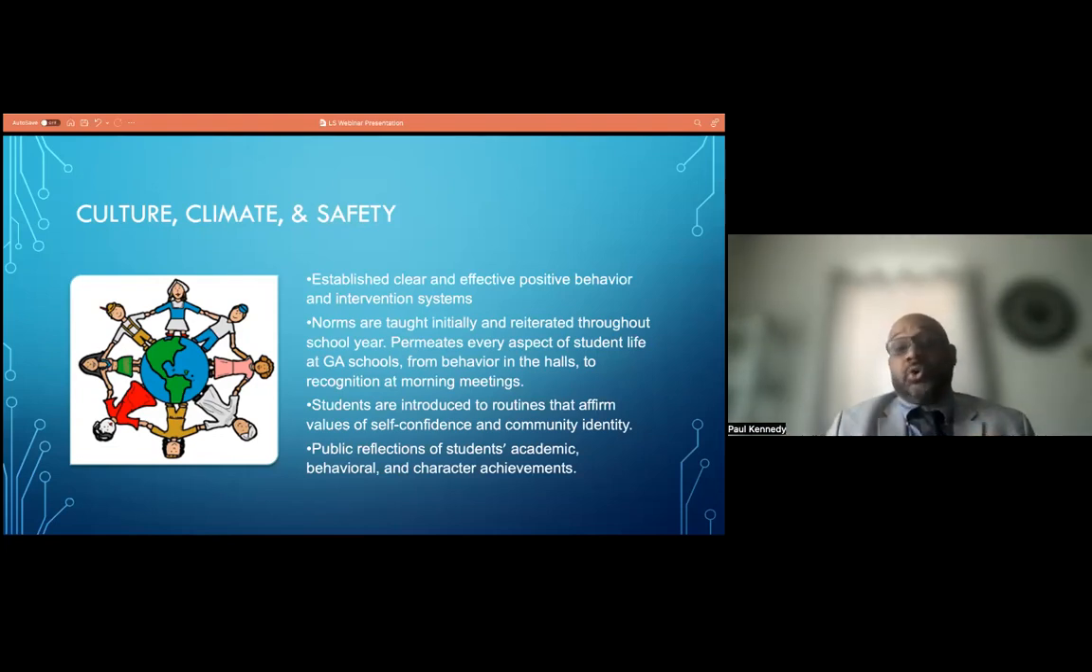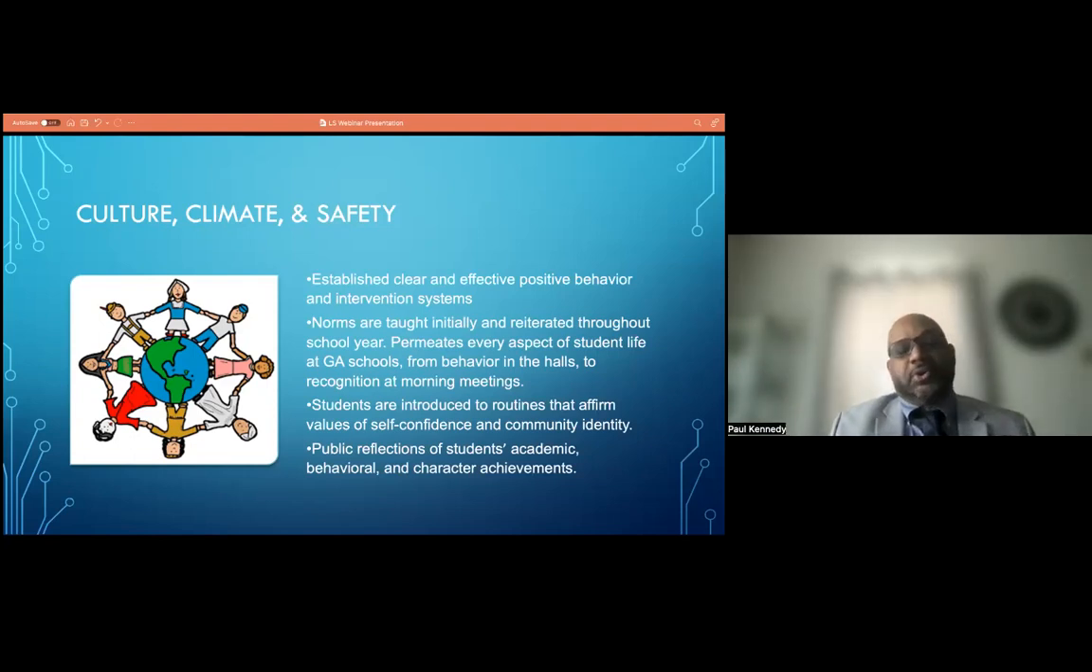Our norms are taught right away. For instance, I said that one of our academies was the Collegiate Academy. Well, the first 3 days of school, our scholars go through what we call Collegiate 101. Even though that scholar might have been in the academy the year before, there are certain things that they need almost like a refresher course.